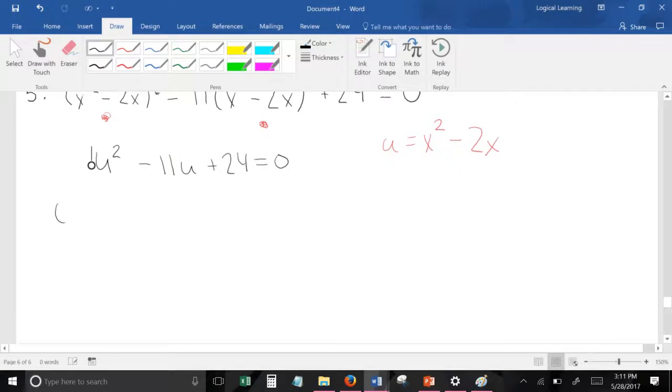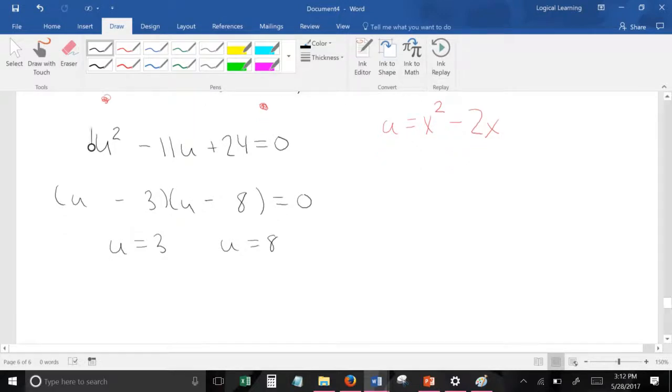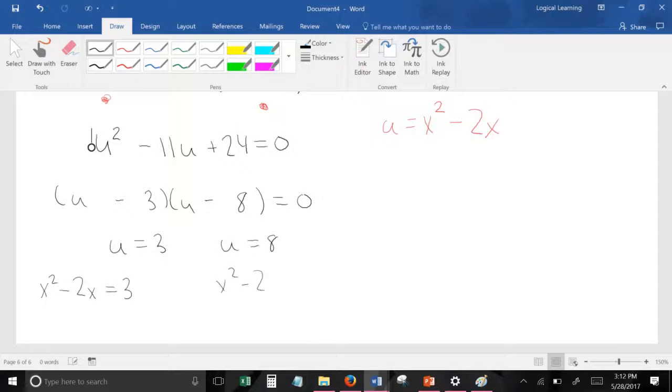Now we can factor this out, and we have 3 and 8, and they're both negative by our law of signs. And so we get u equals 3 and u equals 8. Alright, now this time we have a little more complicated because our u is x squared minus 2x. So we have x squared minus 2x equals 3, and x squared minus 2x equals 8.